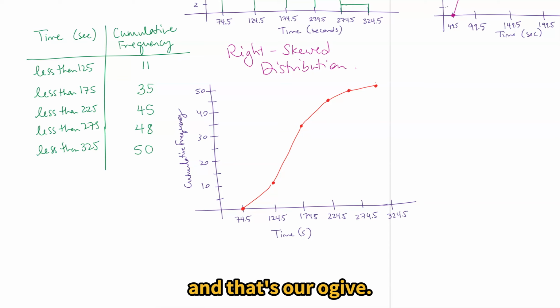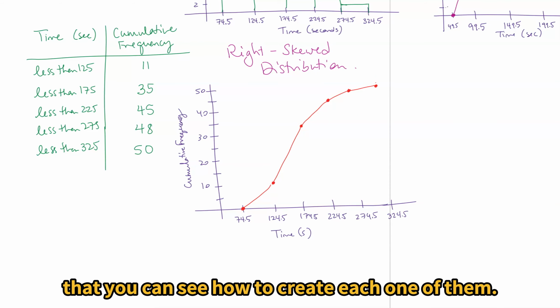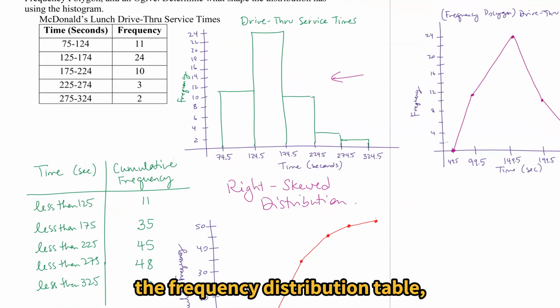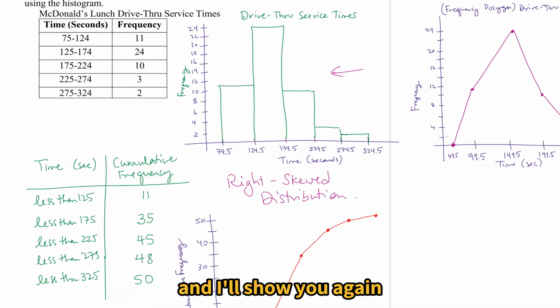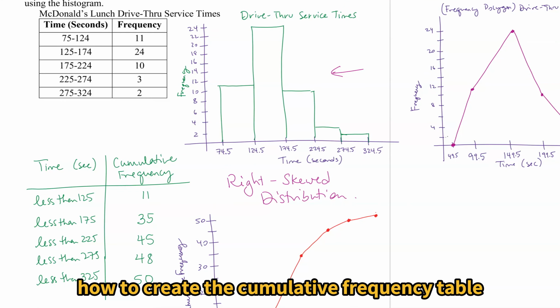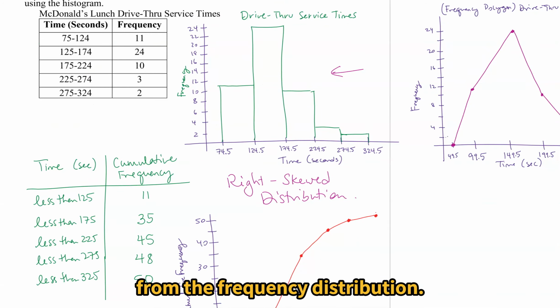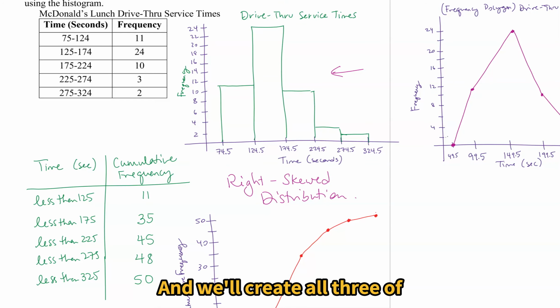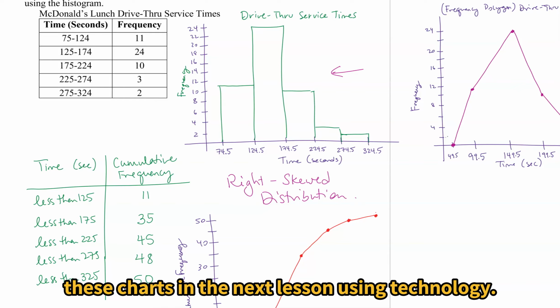And that's our ogive. All of these I'll recreate using Google and Excel so that you can see how to create each one of them. I'm going to input the frequency distribution table, and I'll show you again how to create the cumulative frequency table from the frequency distribution, and we'll create all 3 of these charts in that next lesson using technology.